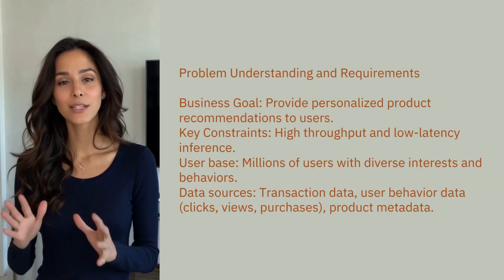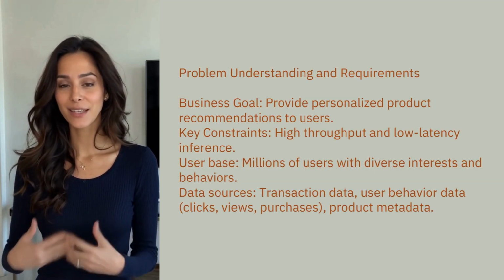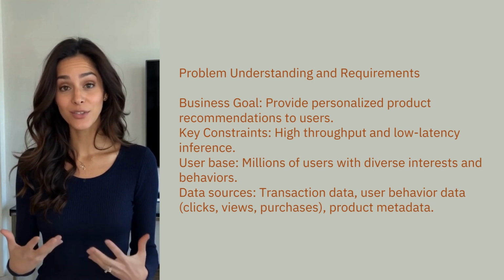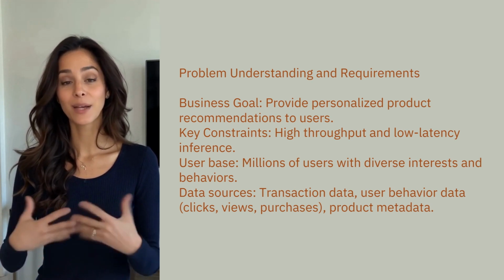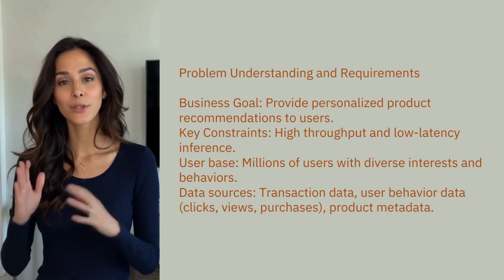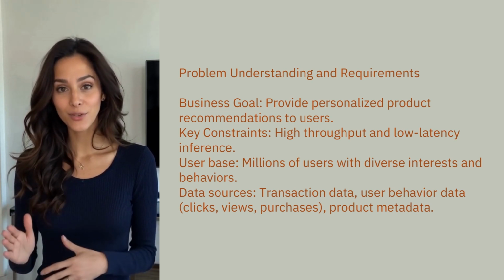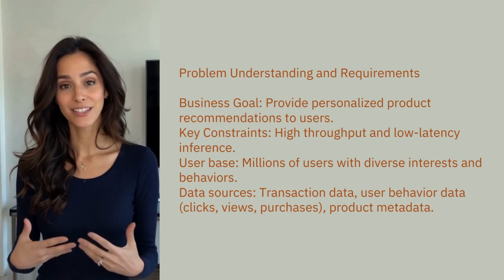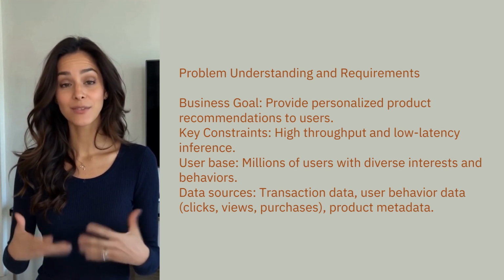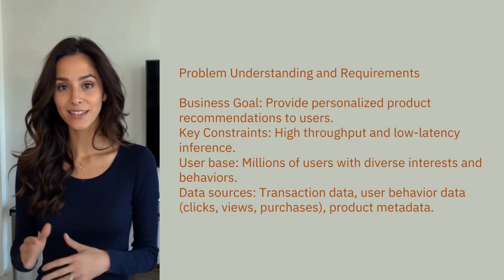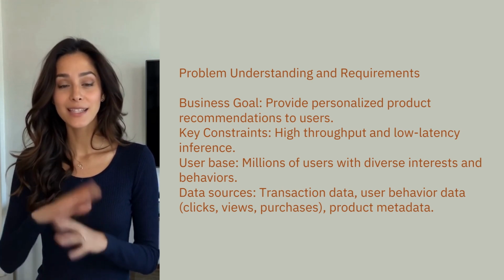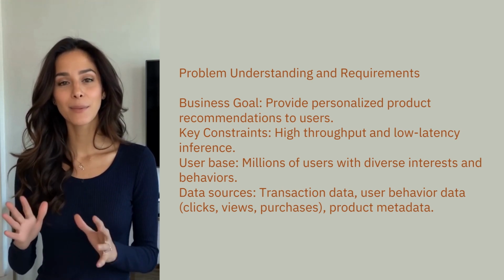The primary objective is to design a recommendation system that tailors product suggestions to users based on their historical actions and preferences. As we are dealing with millions of users and products, scalability is crucial. High throughput is necessary to ensure that the system can handle thousands to millions of requests per second, and low latency inference is required to provide near-instant recommendations in a dynamic environment.